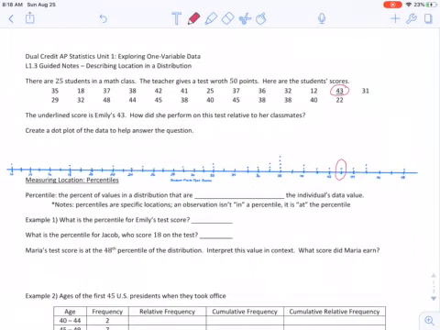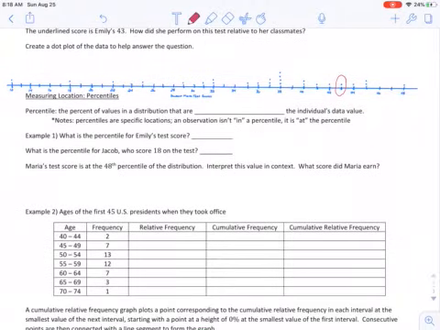One of the ways is with measures of location, or percentiles. A percentile is the percent value of a distribution that are less than the individual's data value. Sorry, less than. So if somebody had a baby and they were told that their baby's weight was the 40th percentile, that means that 40% of other babies weigh less than that baby.